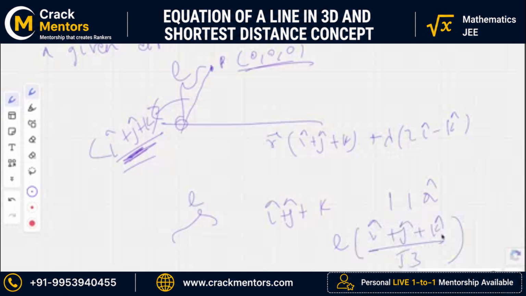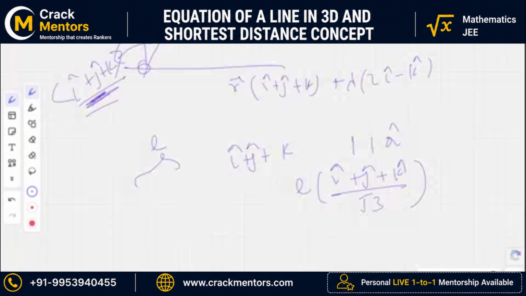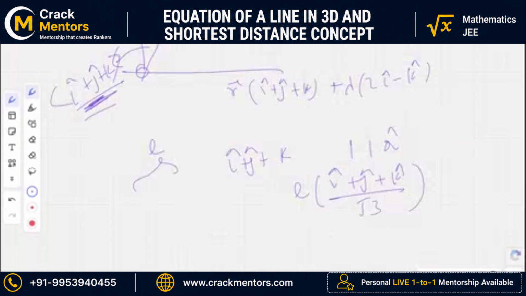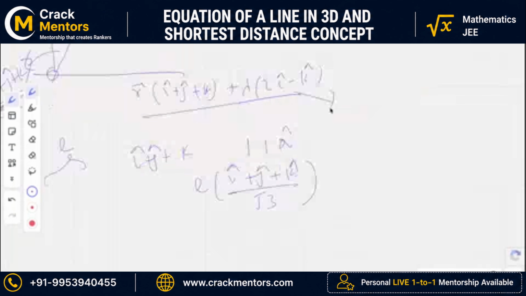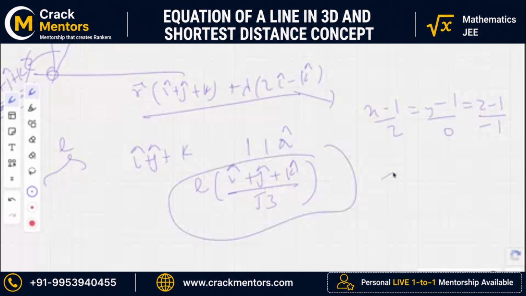Now this thing should satisfy what? It should satisfy this line. So a better way to do this is to write this in Cartesian coordinates. So (x minus 1) by 2 equals (y minus 1) by 0 equals (z minus 1) by minus 1. Now put this thing here and solve for L.